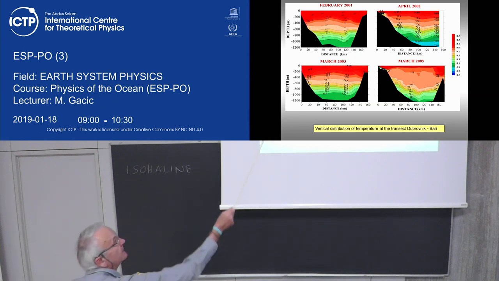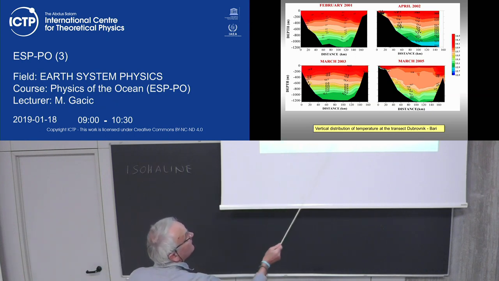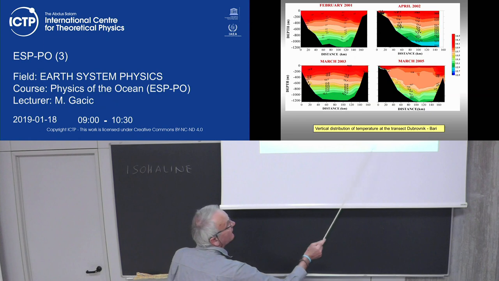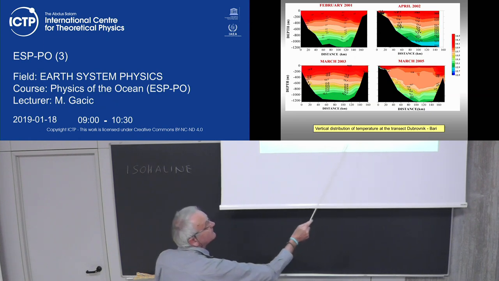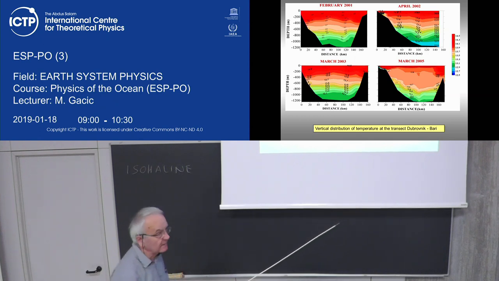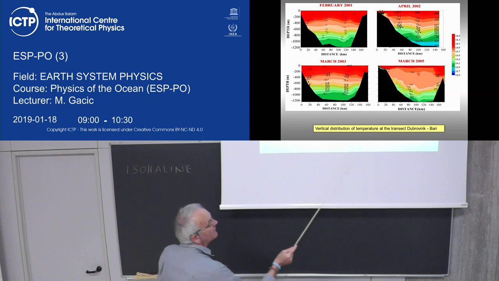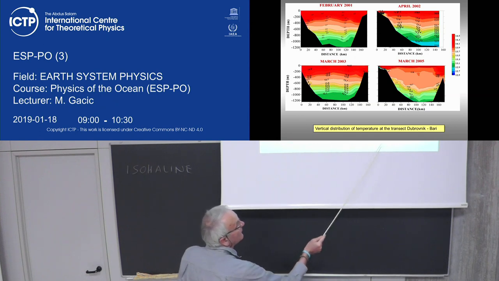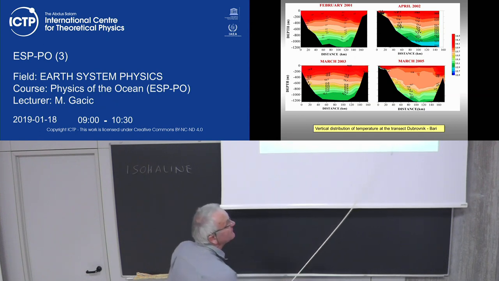So if you look at these four winter situations, what would you say? You would say that in this area, in this specific year, a huge part of the water column was vertically mixed. This happened in March, and you can see that the vertically mixed water column reaches about 800 meters, and all this huge part is vertically mixed.